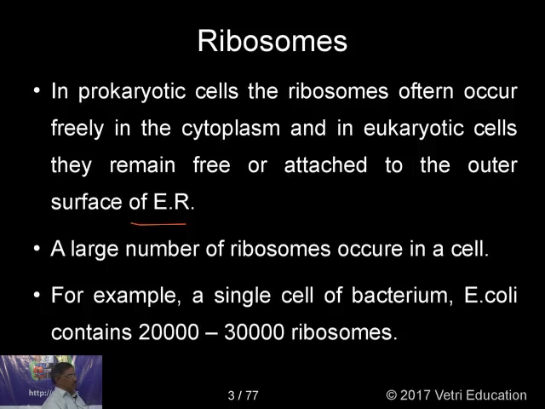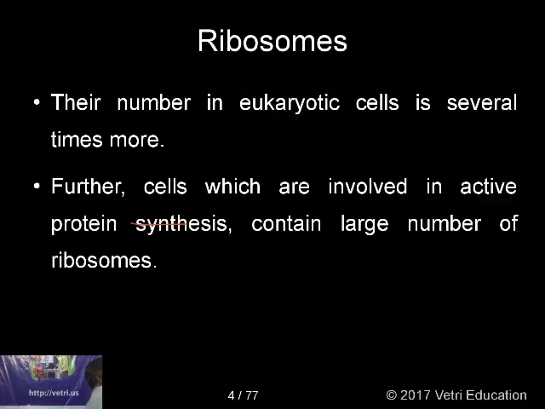A large number of ribosomes occur in a cell. For example, a single cell of the bacterium E. coli contains nearly 20,000 to 30,000 ribosomes. Their number in eukaryotic cells is several times more. Further, the cells which are involved in active protein synthesis contain a large number of ribosomes. Generally, the cells where protein synthesis takes place have more ribosomes.